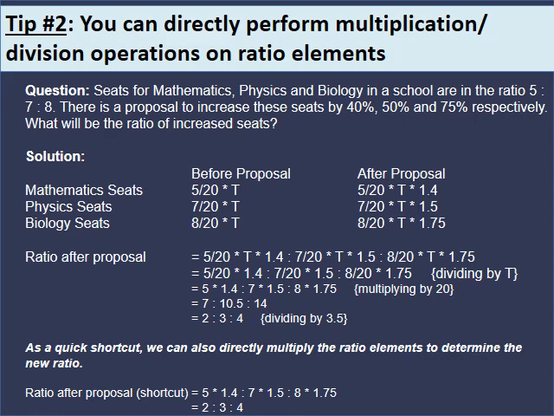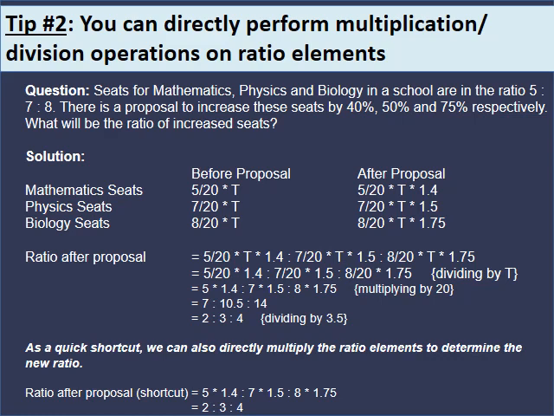which is equal to 5 upon 20 into 1.4 is to 7 upon 20 into 1.5 is to 8 upon 20 into 1.75 after dividing by T, which is equal to 5 into 1.4 is to 7 into 1.5 is to 8 into 1.75 after multiplying by 20, which is equal to 7 is to 10.5 is to 14, and after dividing by 3.5, the final solution is 2 is to 3 is to 4.